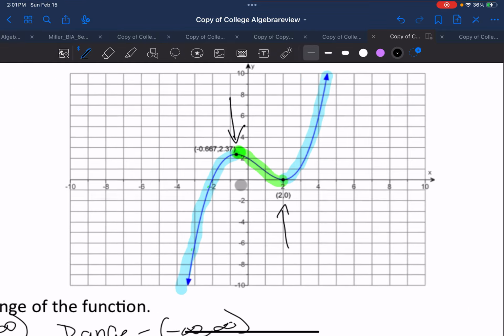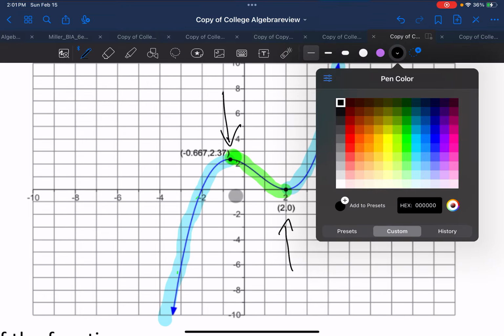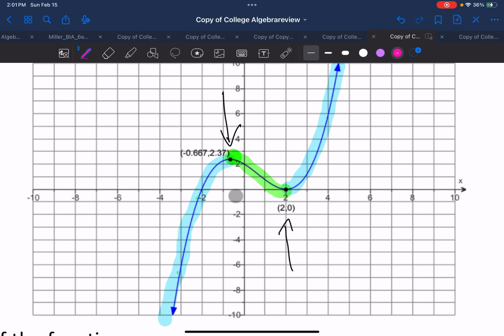So I go to my graph, I find where x is equal to 0, which is right here in the middle. And then I see where that lines up with my graph, which would be right here. And that y value is 2. So f of 0 is equal to 2.